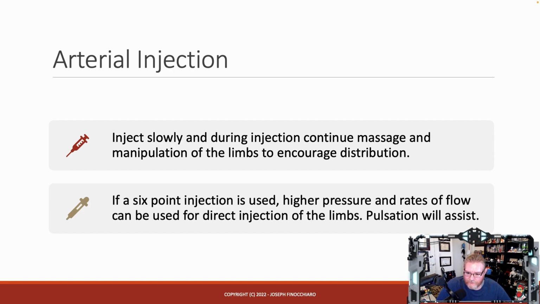Inject slowly, and during injection, continue massage and manipulation of the limbs to encourage distribution. If a 6-point injection is used, higher pressure and rates of flow can be used for direct injection of the limbs. Pulsation will assist.